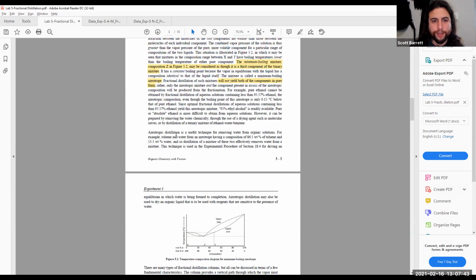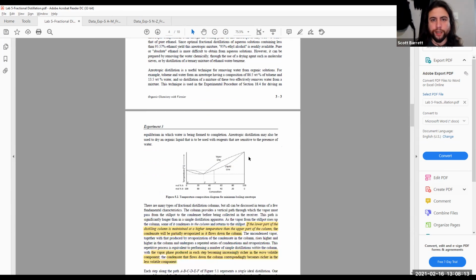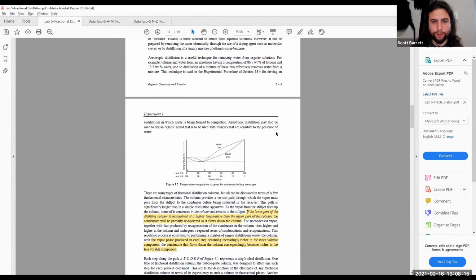So it is a useful technique for removing water from organic solutions. For example, toluene and water form an azeotrope having a composition of 86.5% toluene and 13.5% water. And so distillation of a mixture of these two effectively removes water from the mixture. So it is good for removing water from a mixture in the sense of an azeotropic distillation with toluene and water, but certain things such as ethanol have issues with going forward and actually boiling above and performing fractional distillation that would allow you to separate the two.